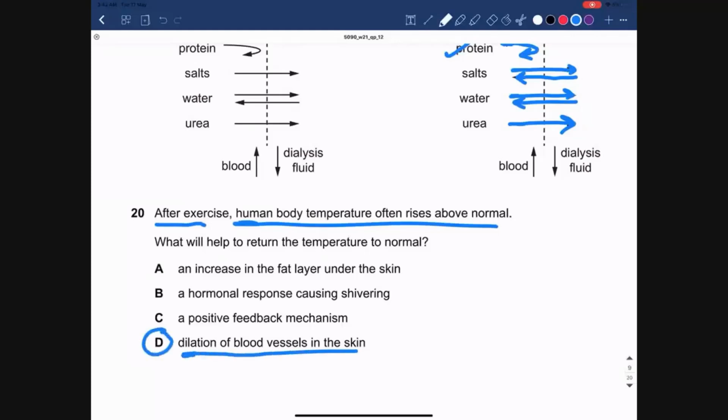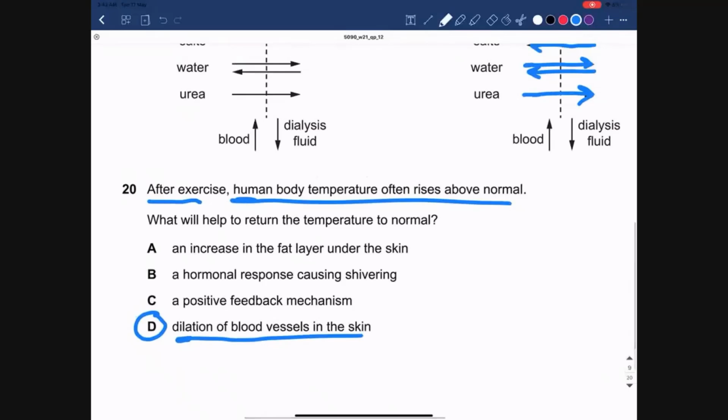When the body temperature rises, blood vessels in the skin dilate, more blood flows into the skin, and more heat loss occurs, so that the body temperature can fall back to normal. There is a negative feedback mechanism and not a positive feedback mechanism. There is not a hormonal response causing shivering when the body temperature rises. There is no shivering, and temperature regulation is mainly regulated by the nervous system.